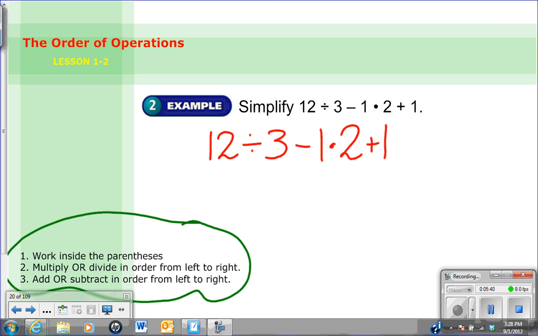All right, hopefully you had an opportunity to try to solve it. We're going to go ahead and just see if we have the same answer now. So, again, we look at number 1. Are there any parentheses?